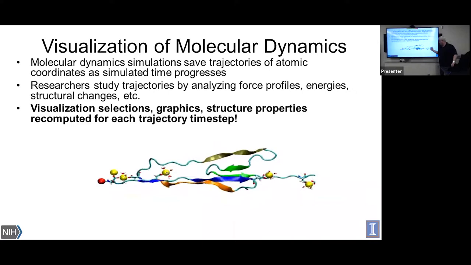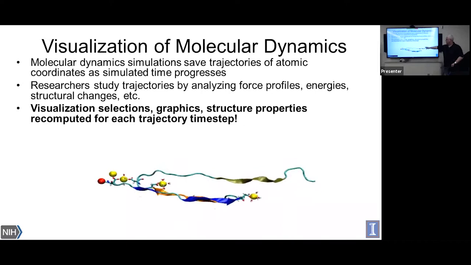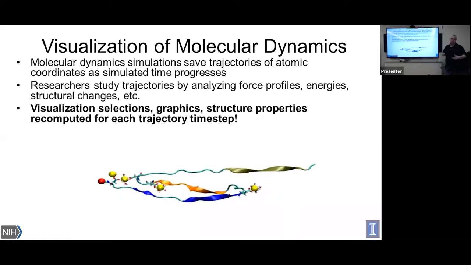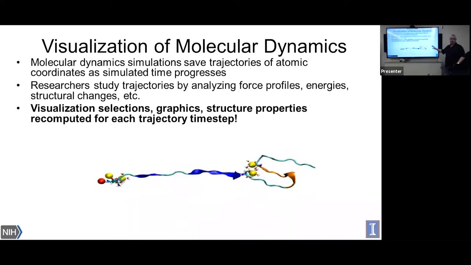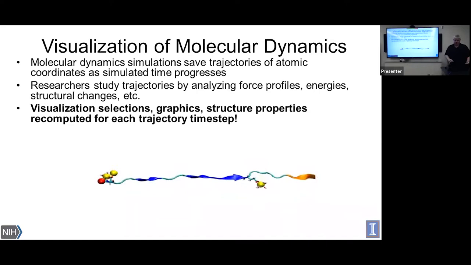And you can see that in the visualization we've done here, it's recomputing the secondary structure and various other things every single time step. These are also examples of properties that we want to recompute dynamically, but being able to do that fast enough for a head-mounted display is a challenge since it involves the graphics.